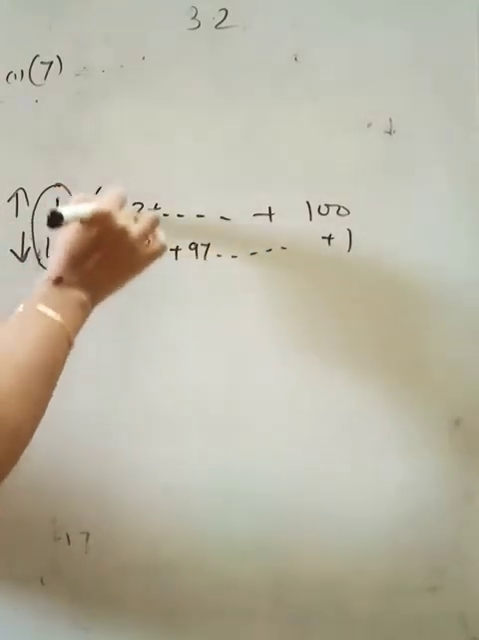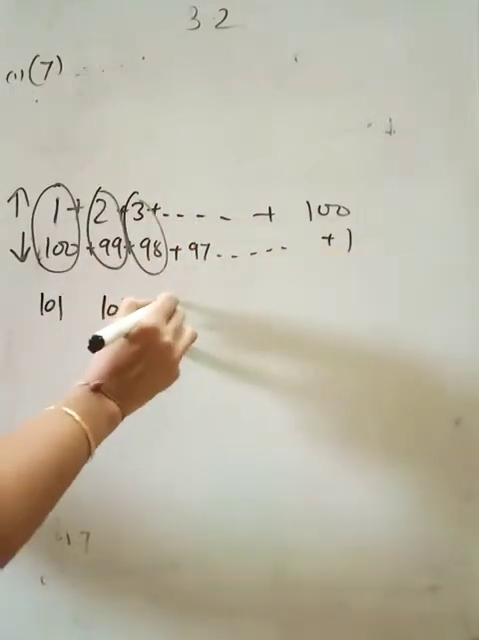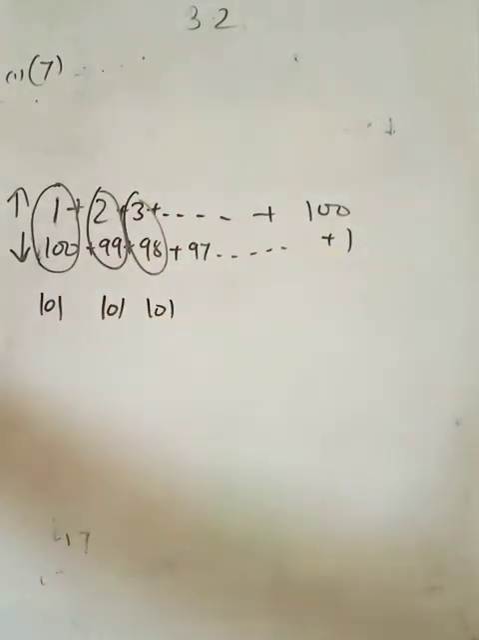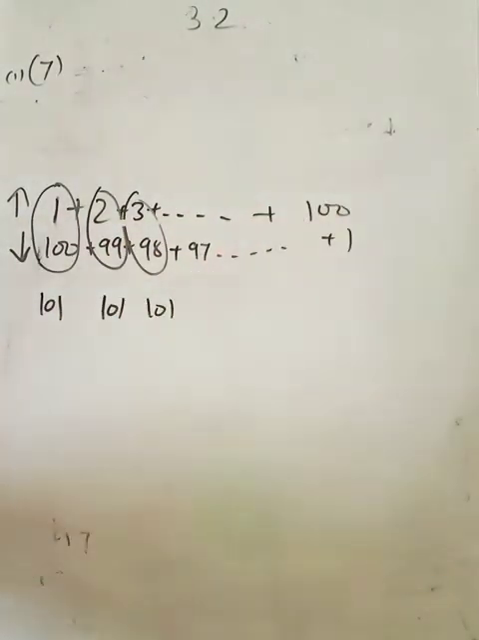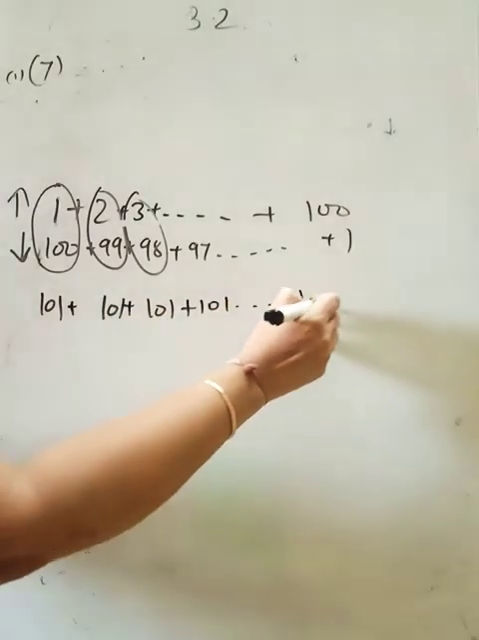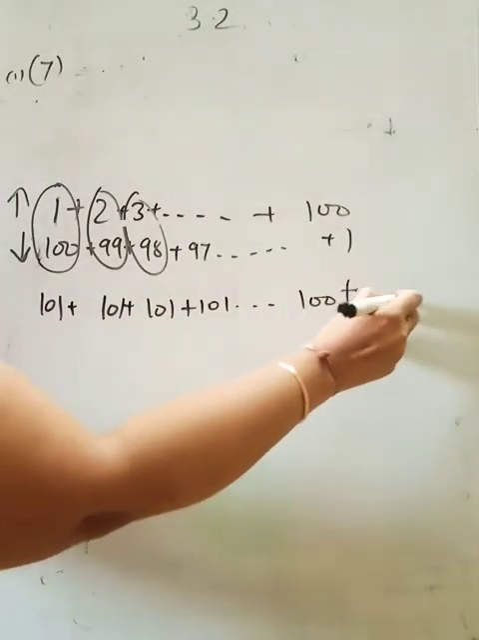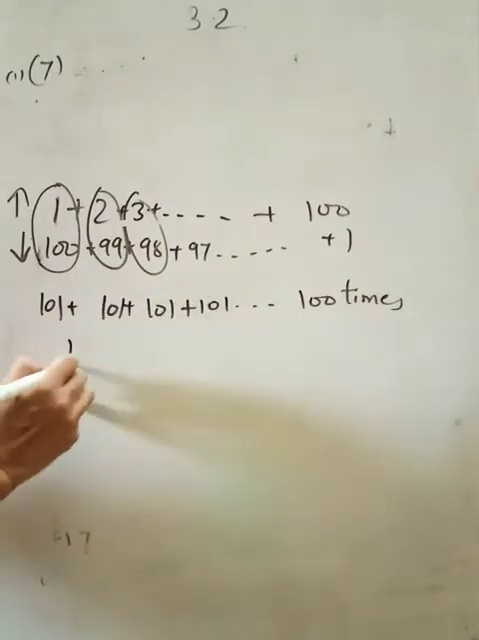101. What is the total of this? 101. What is the total of this? 101. So how many times will 101 occur? कितने हैं numbers? 100 है? Yes, miss. तो क्या होगा? 101, 101, 101, 100 times आएगा. Can you tell me the product of this? 101 multiply by 100.